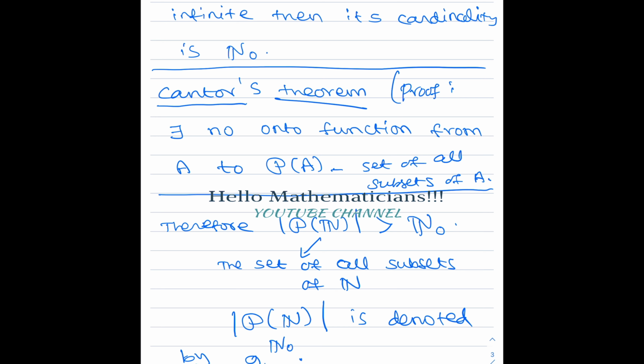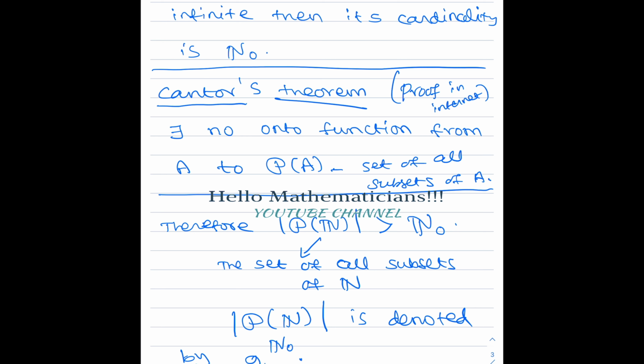It is a very interesting proof by contradiction. That's an interesting proof by the method of contradiction, so please check it. Cantor's theorem says that there exists no onto function from A to the power set of A. Now you see, definitely the power set of A is a bigger set than A. We are saying that between A and the power set of A there is no onto function.